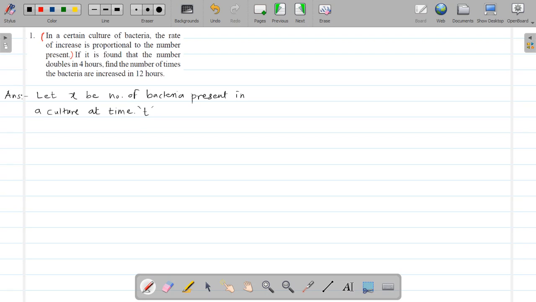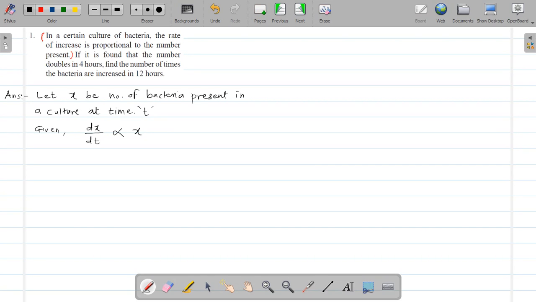Okay, and as per this given condition that in a certain culture of bacteria the rate of increase is proportional to the number present. That's why mathematically by given, how will you express that? Rate of increase means dx by dt is proportional to number present. Number present means here as we consider it as x. So dx by dt is directly proportional to x.